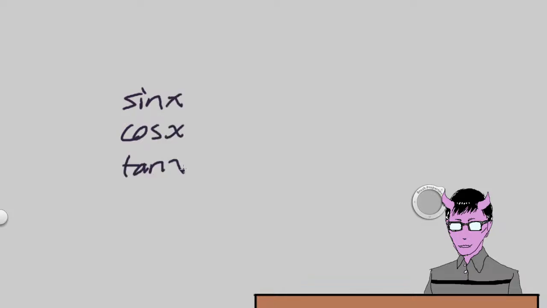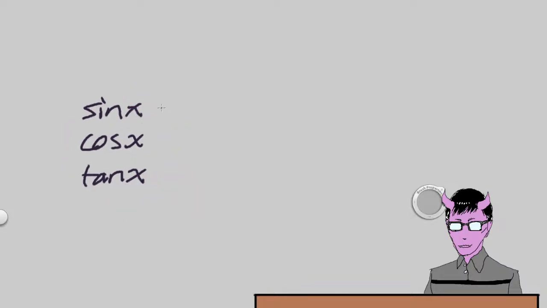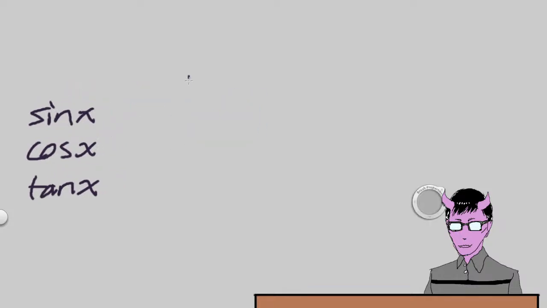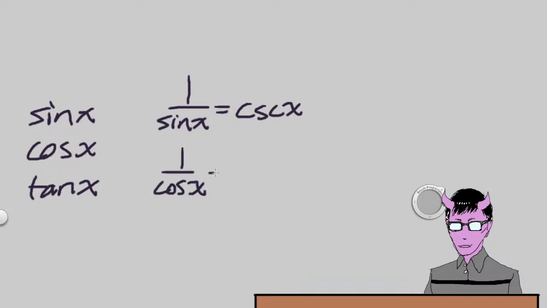So classic SOHCAHTOA for these ones, right there. But we can actually transform those ones. What's the transformation? So we have something called the cosecant, the secant, and then the cotangent. And that basically arises when we just take the reciprocal of these things right there. So if we do 1 over sine of x, that's going to give us cosecant. And then if we take the reciprocal of this one, 1 over cosine of x, that's going to give us secant.